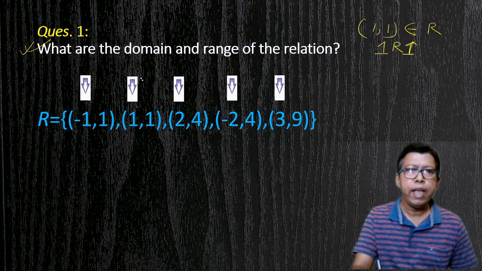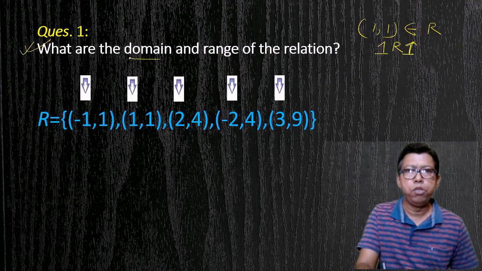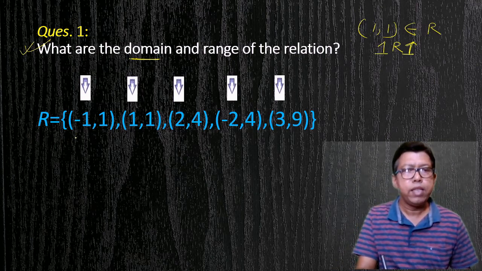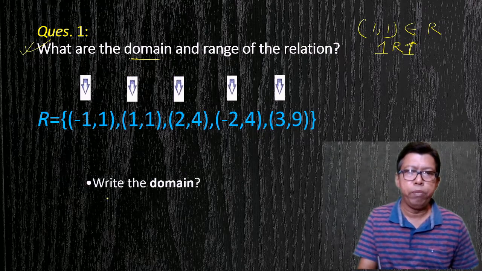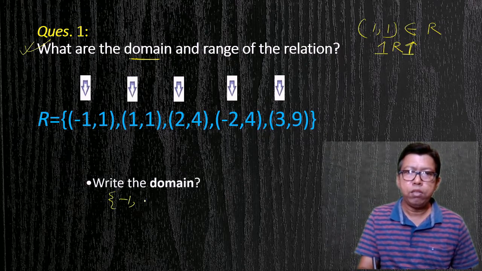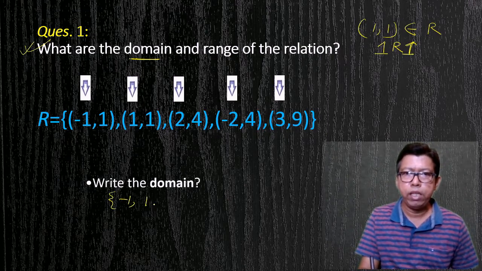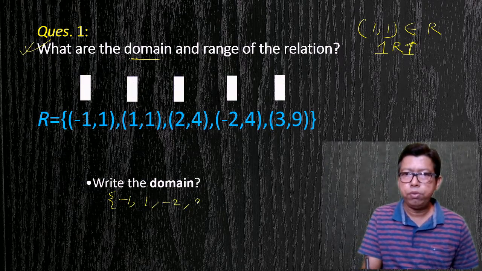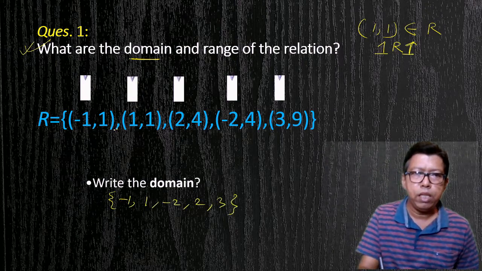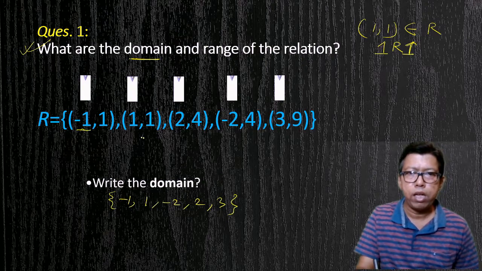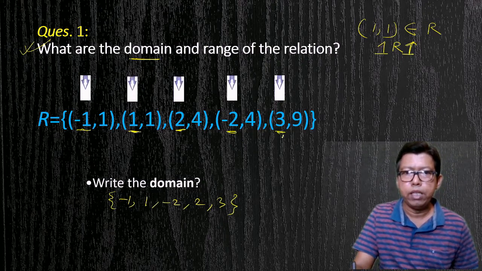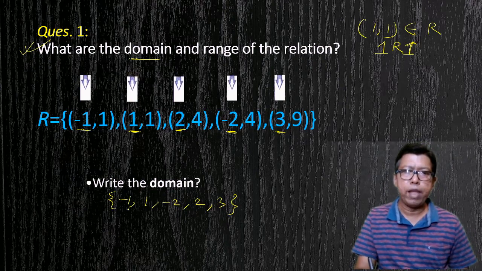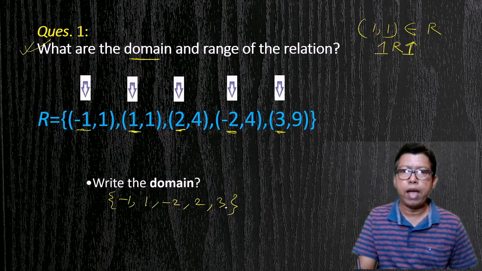Now, as I discussed earlier, the domain is nothing but the set which contains the first elements of the relation. So here the domain will be minus 1 and 1, and obviously the other elements minus 2, 2 and 3. You just observe the first elements: minus 1, 1, 2, minus 2 and 3. So we have written the domain as minus 1, 1, minus 2, 2 and 3.